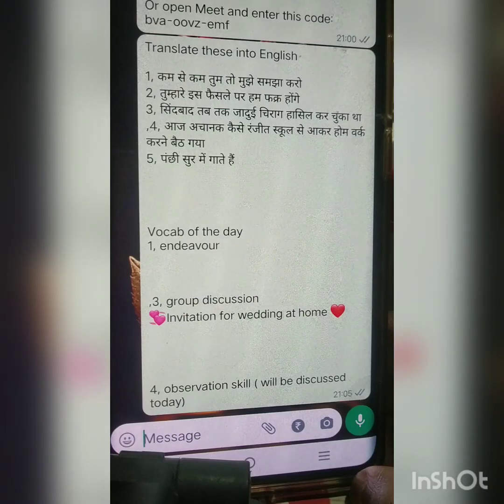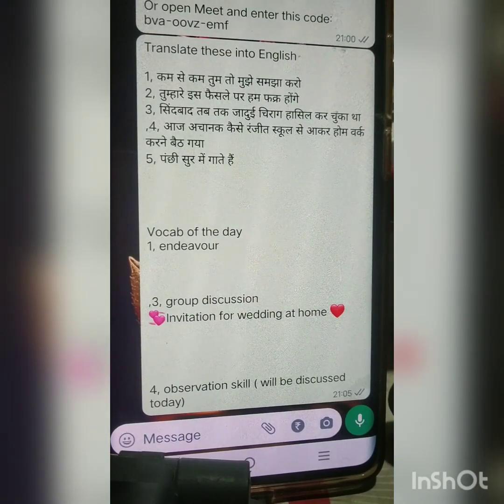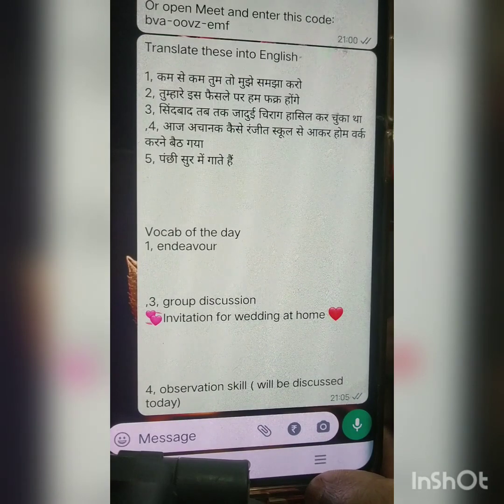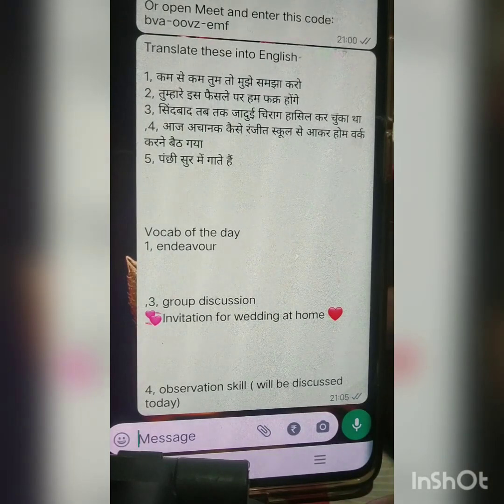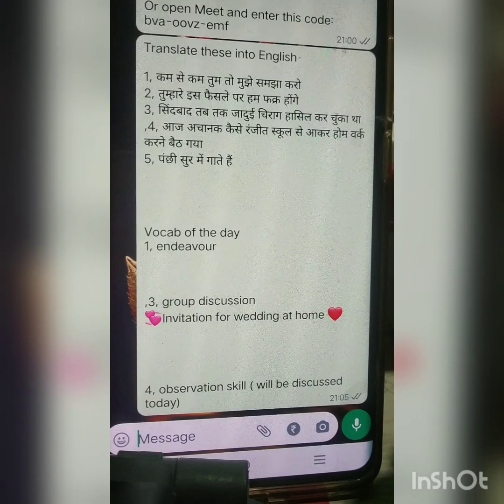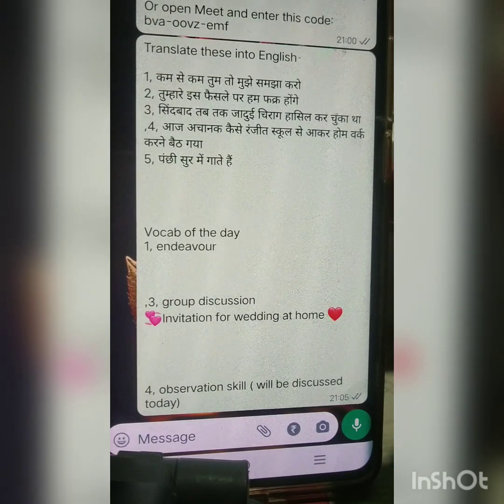Next, aaj achanak kaise Ranjit school se aakar homework karne baith gaya. The way I say it, you have to translate and tell me in English. And that will be told by Shikha. That means he doesn't sit for homework daily, but suddenly he sat down to do homework after coming from school. So tell me, what will be the answer? Shikha, if you have made it, please let me know now. Who will be doing? Who has done? Please let me know.